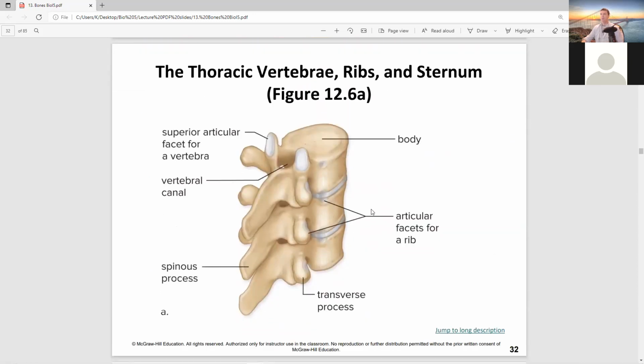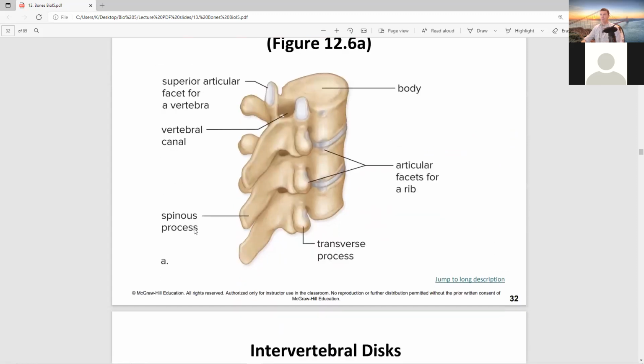Okay, so the thoracic vertebrae, ribs, and sternum. We have the spinous process and the transverse process, and the vertebral canal as well.